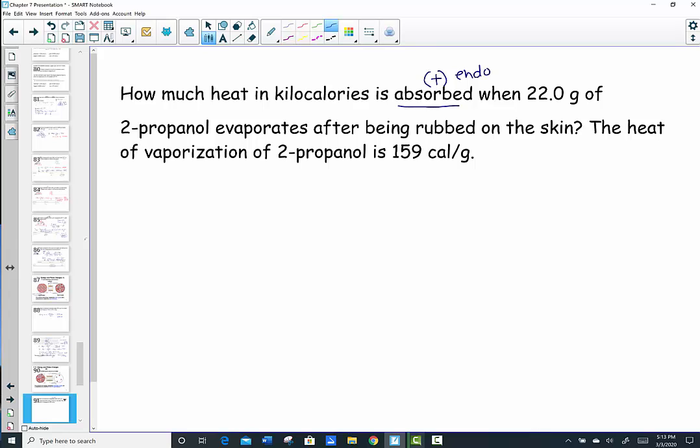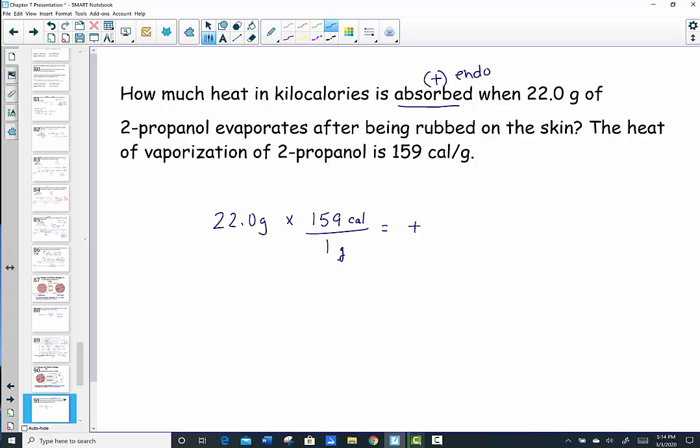22 grams of 2-propanol evaporates after being rubbed on the skin. The heat of vaporization of 2-propanol is given to us. No need to memorize those. It's given as 159 cal per gram. These are just simple conversions. 22 grams of our substance, and each gram requires 159 calories. And so that just cancels the unit of gram on the bottom. And I know it's going to be a positive answer because it's endothermic.